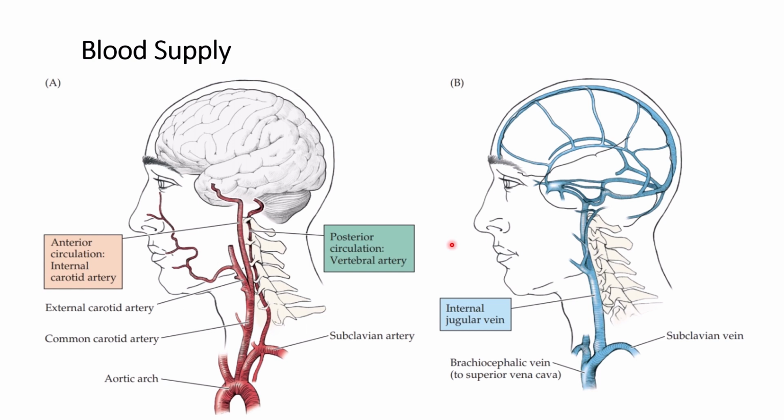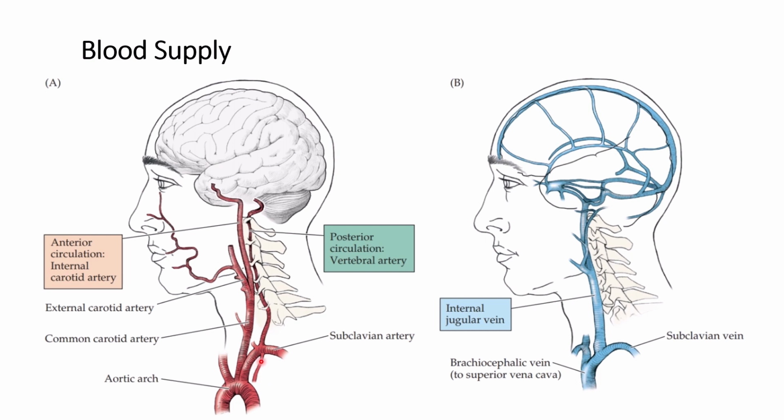Then is the blood supply. The brain has two different blood supplies. This is the aortic arch, and then the common carotid, and the common carotid branches into the external carotid, which supplies the facial area, and then the internal carotid, which goes to the brain.